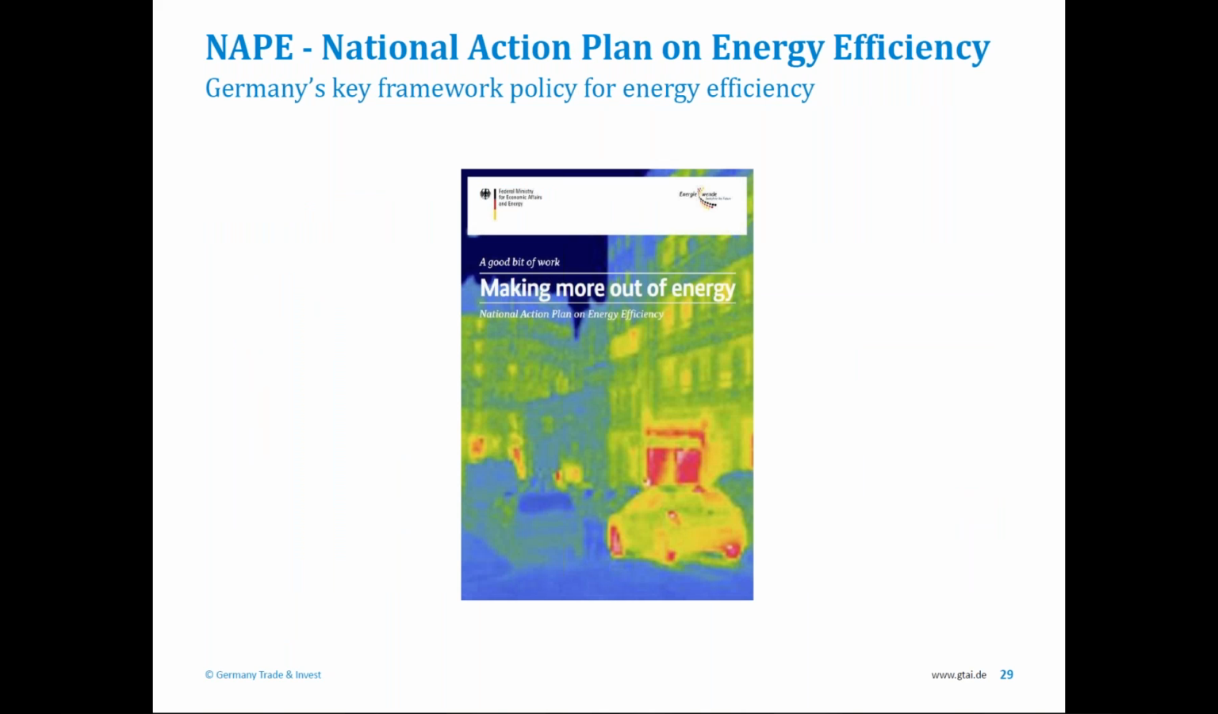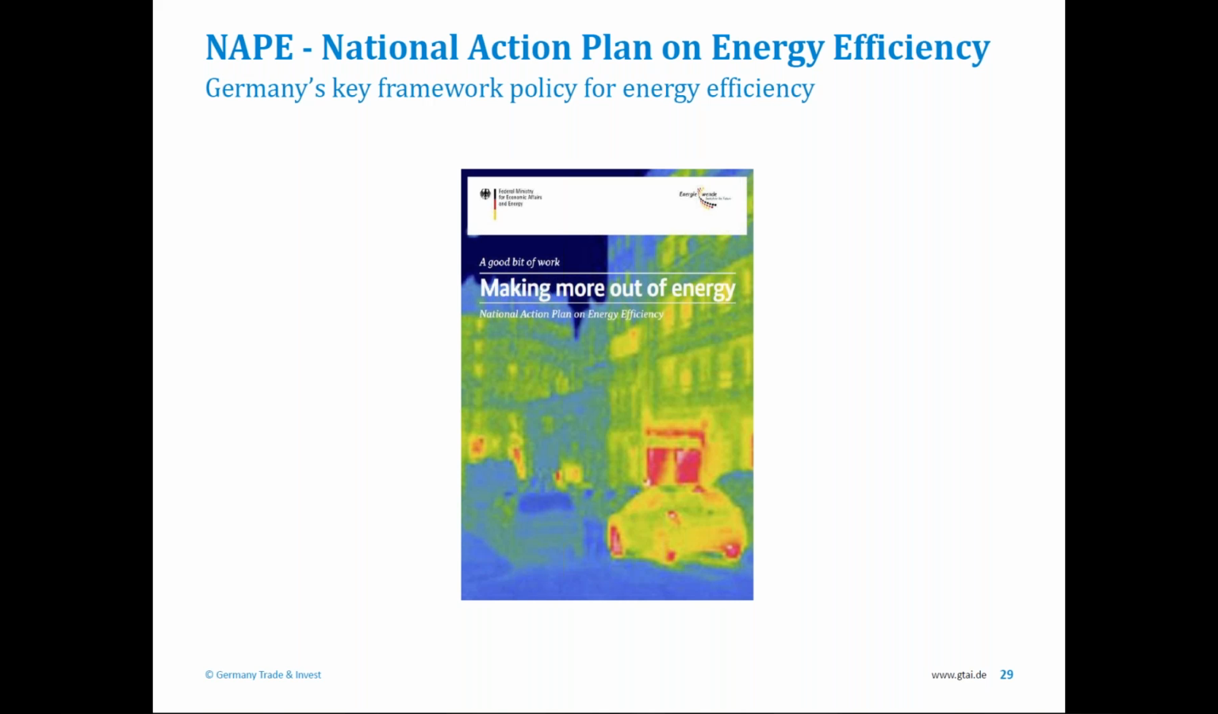The National Action Plan on Energy Efficiency, or NAPE, was announced back in December 2014, and it's the key framework policy to achieve improved energy efficiency in Germany, along with the Energy Efficiency Directive and other EU legislation. The plan declared energy saving to be the twin pillar of the energy transition, on a par with the rollout of renewable energies, which has been basking in the limelight by comparison.